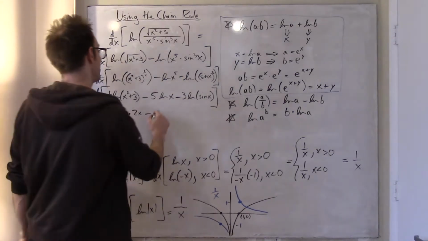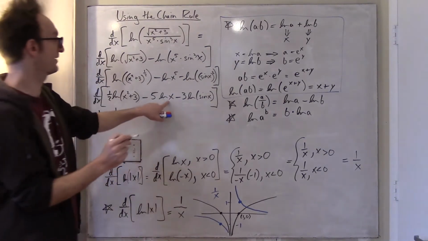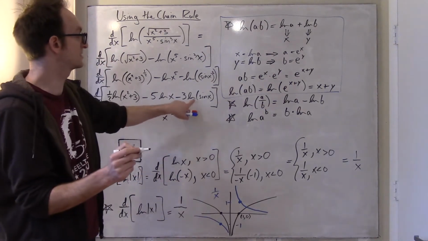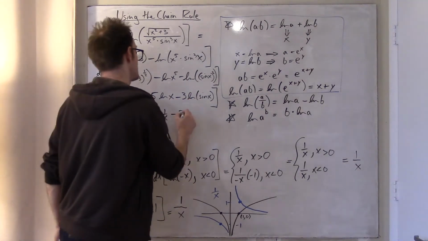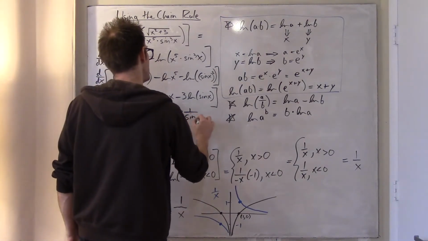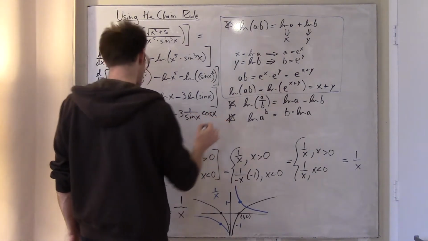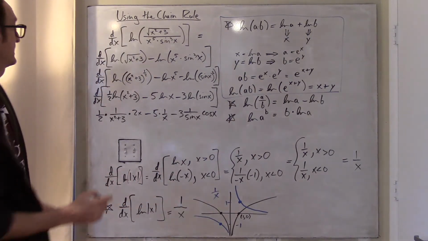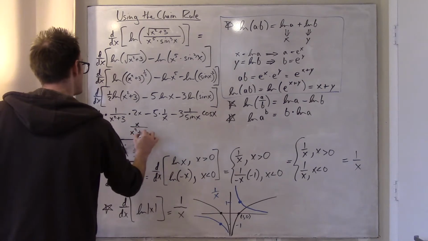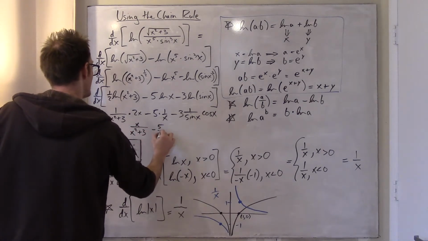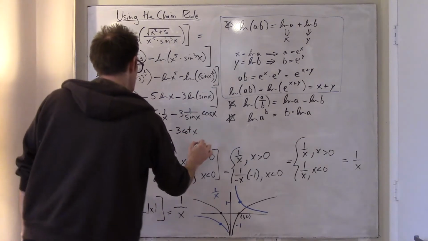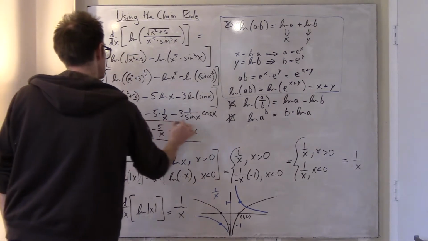Minus 5 times, what's the derivative of ln of x? Well, it's just 1 over x. And what's the derivative of minus 3 times ln of sine x? The derivative of ln of something is 1 over the something back inside, times the derivative of the something. And so my final answer is going to be something like x over x squared plus 3 minus 5 over x minus 3 cotan x. And I just leave it like that.